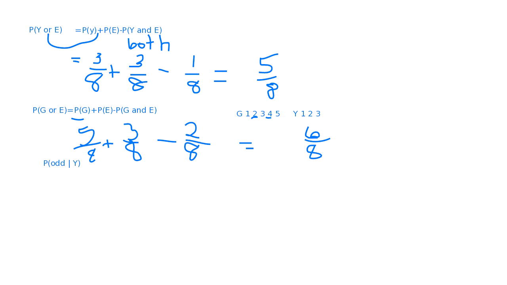Oh, the 2A's right here. This last part right here, green and even. So you look at all the greens, and it has to be even at the same time. So that's a green 2 and a green 4. Those are even numbers, and they're green. So that's where the 2 comes from. The 2 and the 4. There's 2 ways to get a green that's even at the same time.